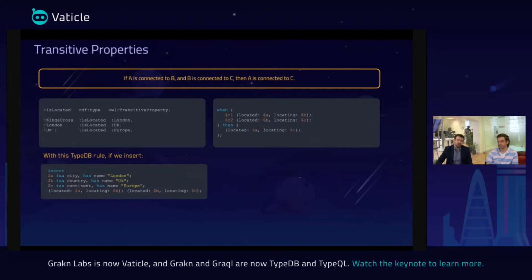So with this rule, if we then insert this information, as you can see that A, which is London, is connected to B, which is the UK, and if B, which is the UK, is connected to C, which is Europe, this query will now return, which is effectively saying that this match $B as a continent has name Europe. The $A here will return not just the UK, which we have inserted, but also London, which is not persistent.